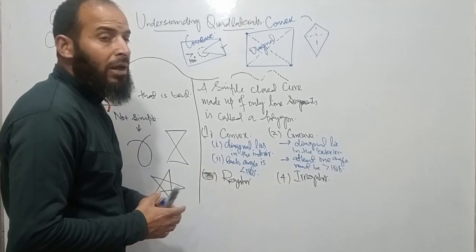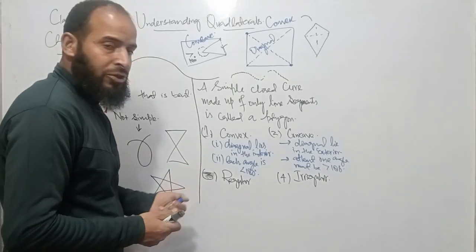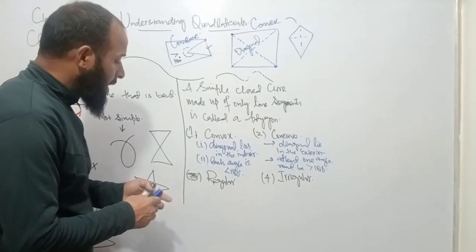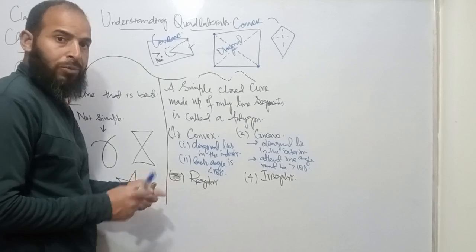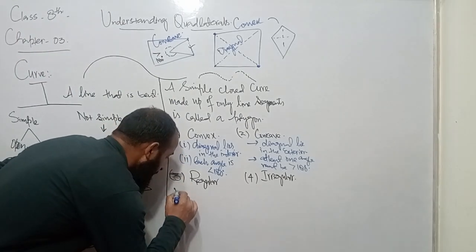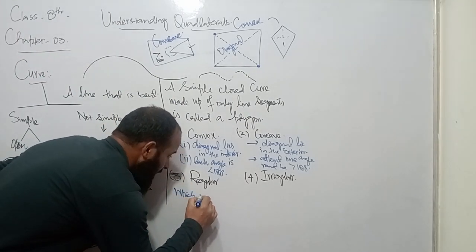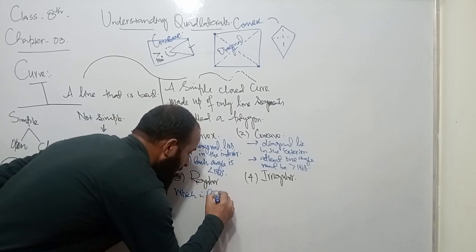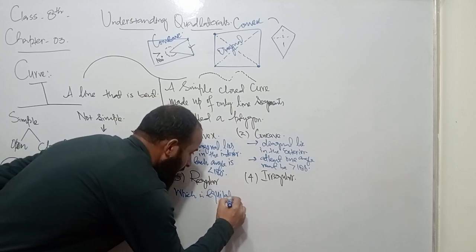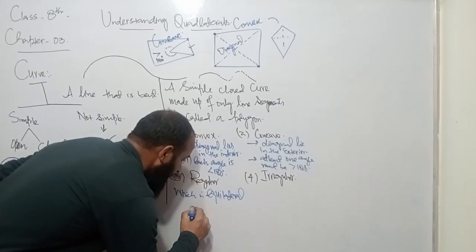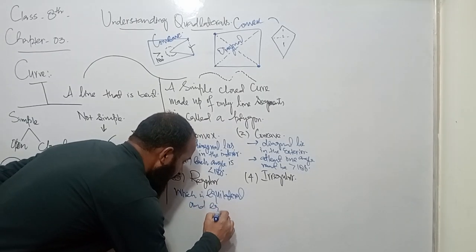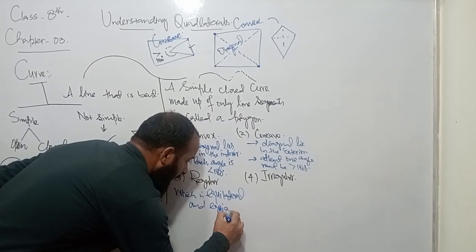Now let's move to the third type of polygon, that is regular polygon. Regular polygon is that polygon which is equilateral and equiangular.